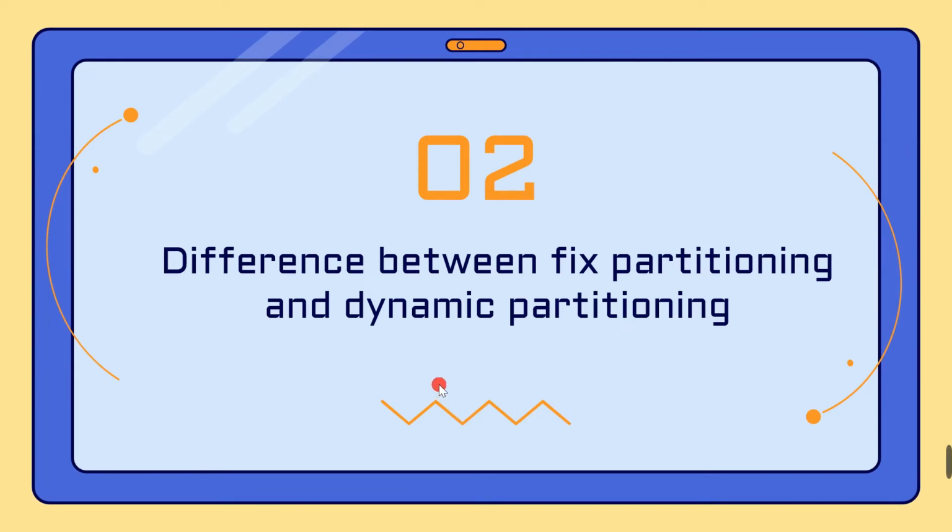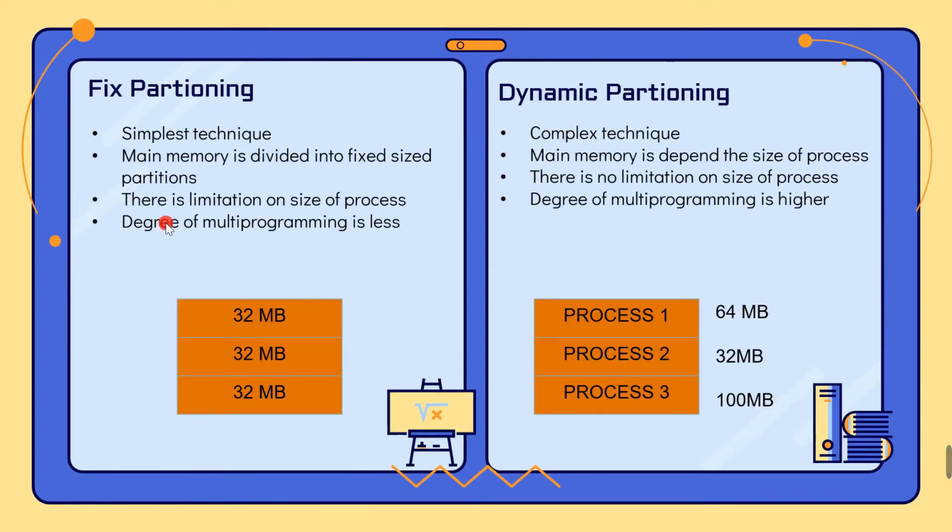The difference between fixed partitioning and dynamic partitioning. Okay, fixed partitioning is the simplest technique. Why? Because the main memory is divided into fixed size partitions, so there is a limitation on the size of process. So the degree of multiprogramming is less. Okay, here we can see that each block is a fixed value.